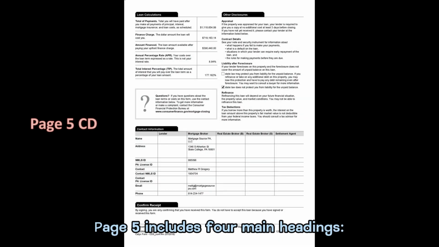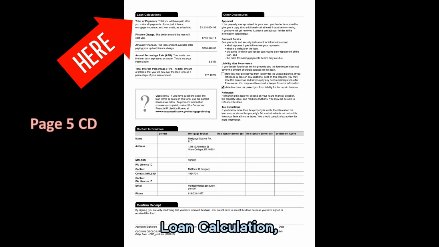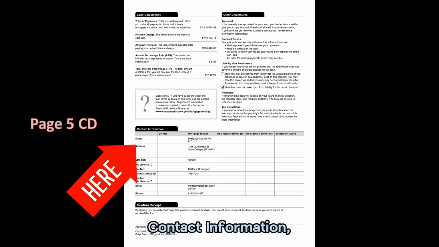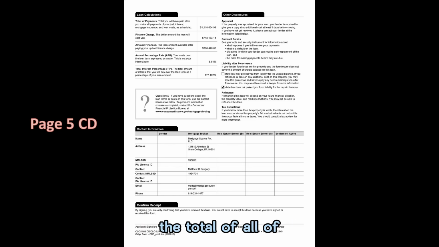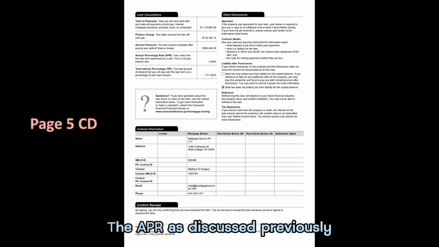Page 5 includes 4 main headings: loan calculation, other disclosures, contact information, and confirm receipt. The loan calculation section shows you the total of all of the payments if you make them as scheduled. The finance chart shows how much the financing of the loan cost you over the entire loan. The amount financed is the amount you are borrowing. The APR, as discussed previously, is your costs over the loan term in a rate form. The total interest percentage is the total amount you will pay as a percentage of your loan amount.